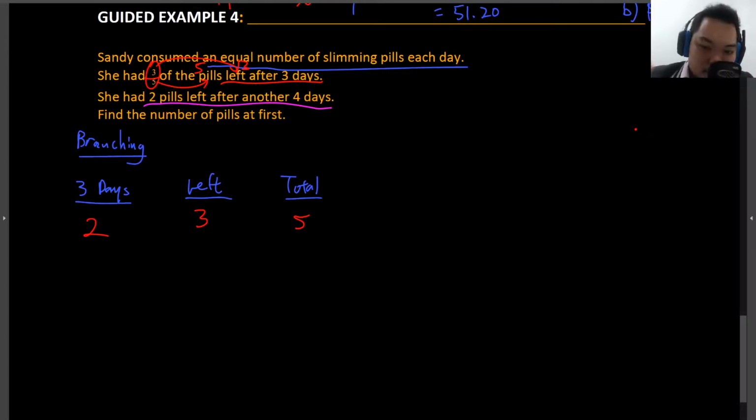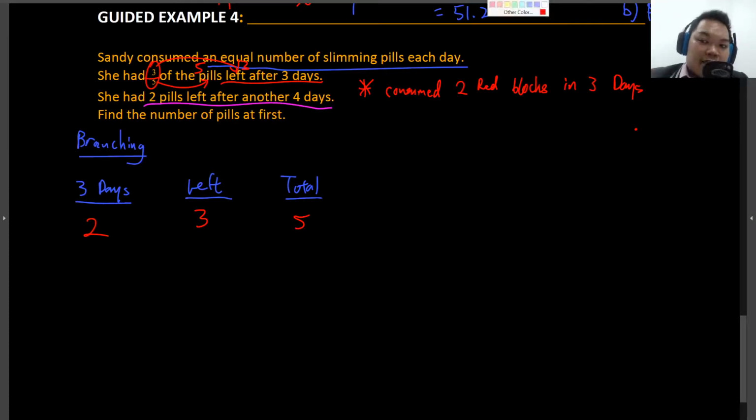The implication here is that you consumed 2 red blocks in 3 days. So why did I highlight this blue statement? Was it for fun?